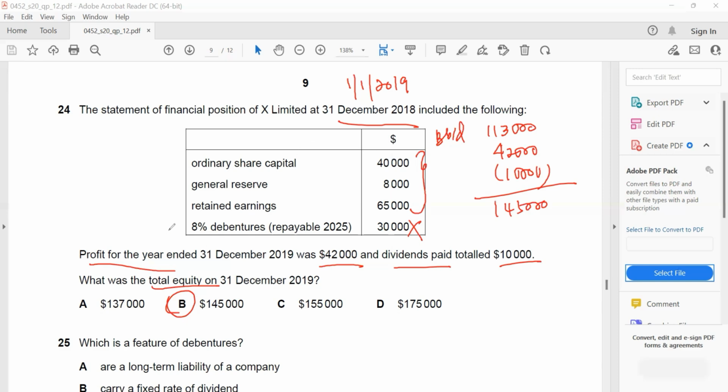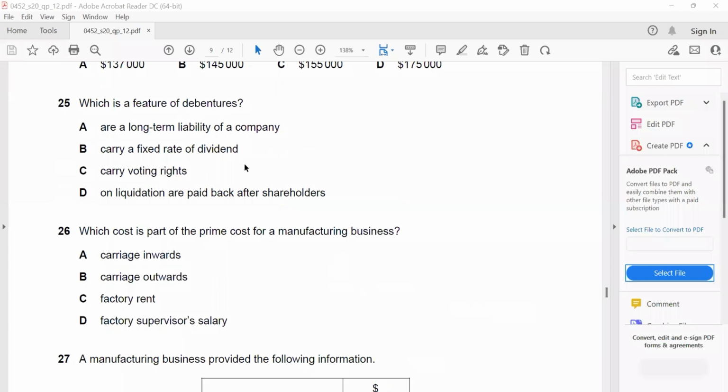This is under the non-current liability. Okay, now let's continue. Question 25. Which is a feature of debenture? Debenture is a long-term liability of a company, carries a fixed rate of interest, no voting right, on liquidation are paid back before the shareholder. So the answer should be A.